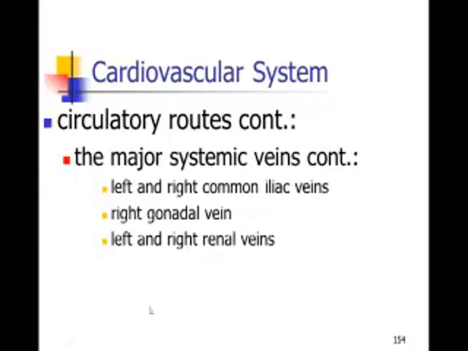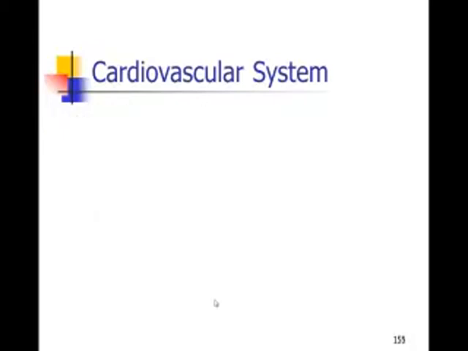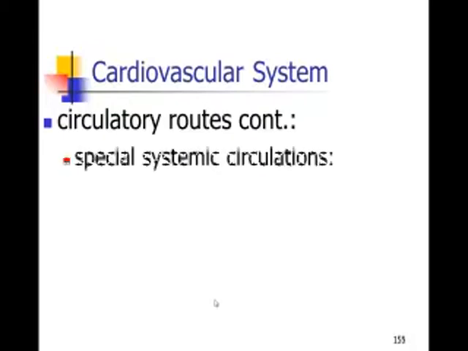So you might think, well, what about the left gonadal? The left gonadal actually joins the left renal vein to go in to the vena cava. We have left and right hepatic. So hepatic means liver, right? Those are going to come from the liver. And all those come together into the vena cava, inferior vena cava.